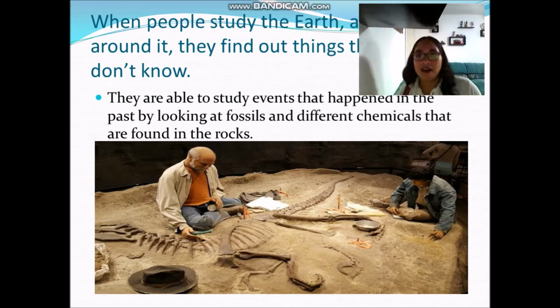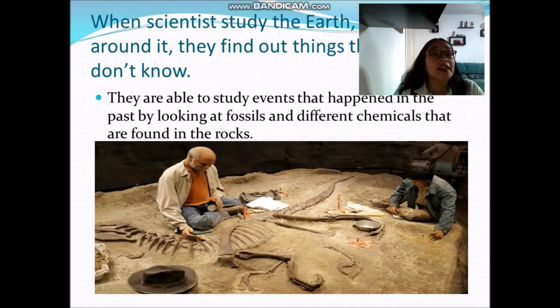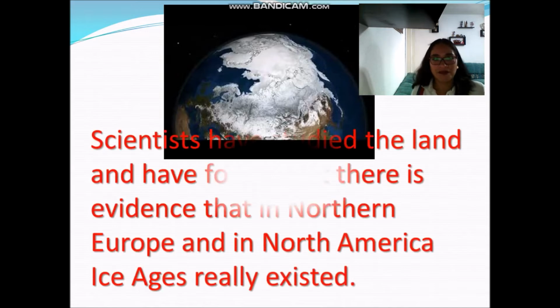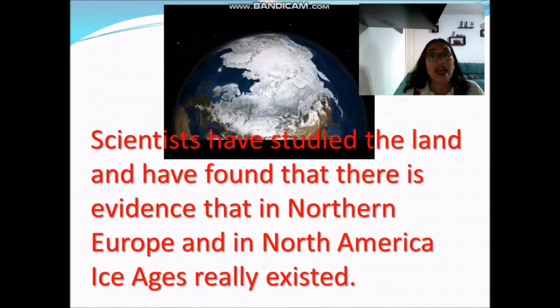When scientists study the Earth and the land around it, they find out things that people don't know. They are able to study events that happened in the past by looking at fossils and different chemicals that are found in the rocks. Scientists also have studied the land and have found that there is evidence that in Northern Europe and in North America ice ages really existed.